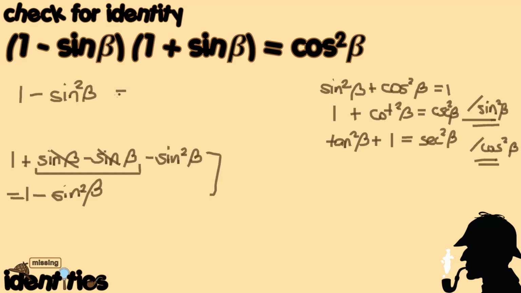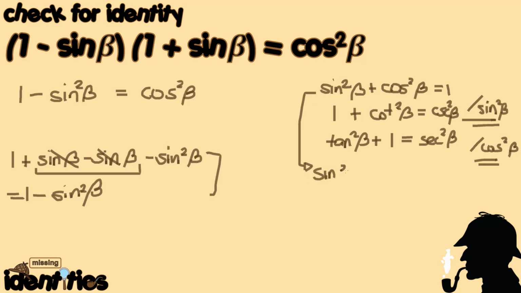Take note, the right hand side is still cosine squared beta. We are going to show further if these two have the same quantity. Now take note, you have here sine squared and cosine squared. Out of these three Pythagorean identities, you can use the first one. You can subtract both sides by sine squared beta. So let me just copy it here.